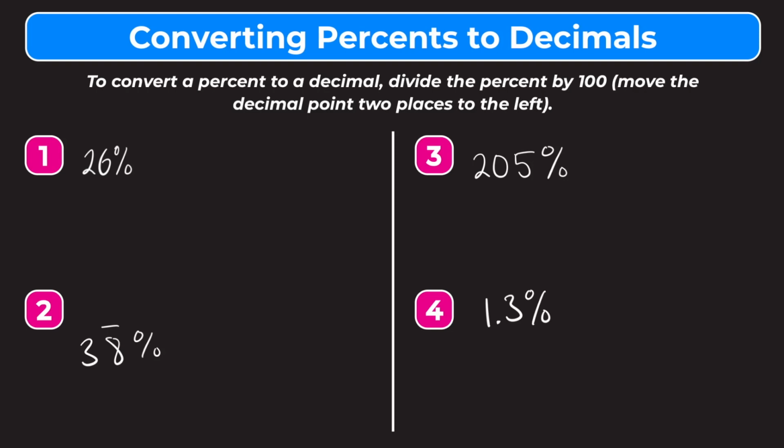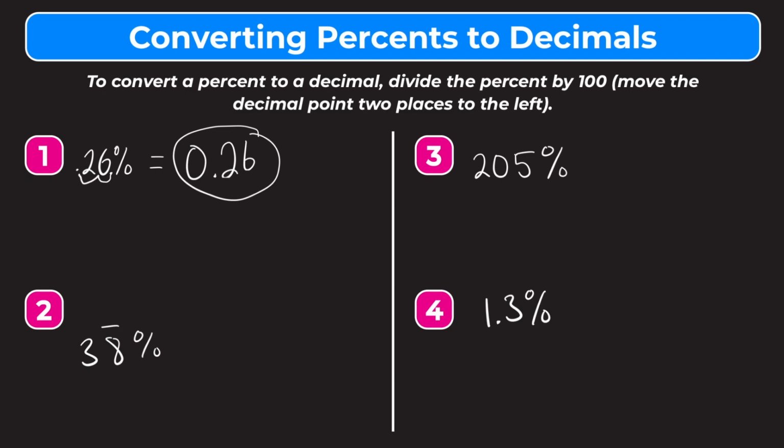So let's try that with number 1. We have 26%. So in this example, the decimal point, its whole number would be to the right of the 6. So put that there. And if we move that 2 places to the left, we have 1, 2, place it there. That means that 26% as a decimal is going to be 0.26, 26 hundredths. So that's our answer. 26 hundredths is 26% as a decimal. So we circle that.